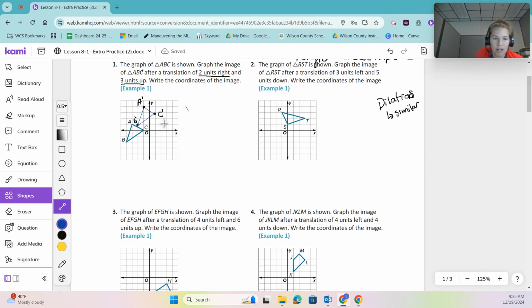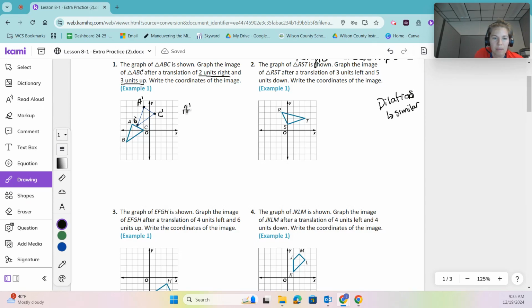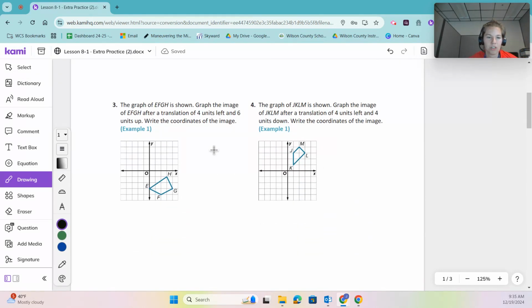A prime, my coordinates are -1, 4. So -1, 4, those are my new coordinates. And then B prime is -2, 1. And C prime is 1, 3. So we wrote those coordinates there. I missed that last part of the direction.